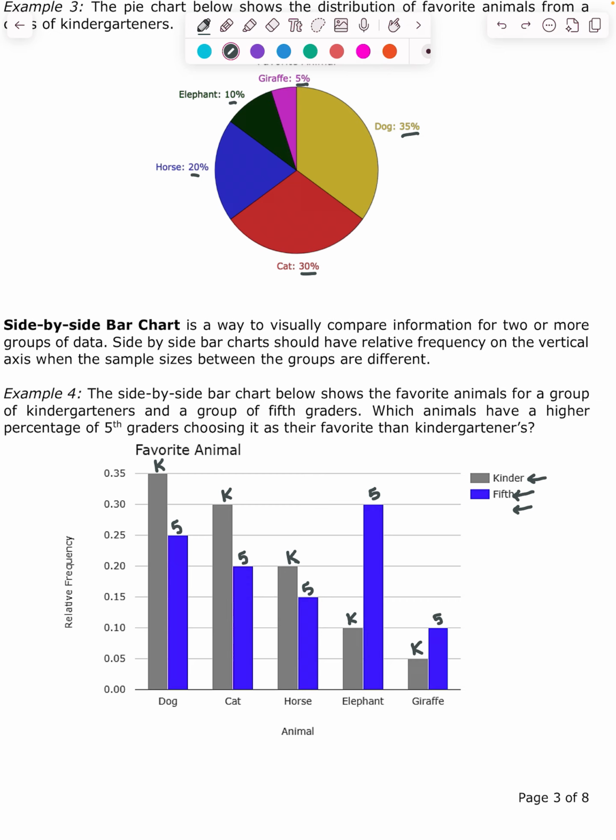So we want to know which animals have a higher percentage of fifth graders choosing it as their favorite compared to the kindergarteners. So what I want to know is which relative frequencies are higher for fifth graders versus kindergarteners. And the answer is the elephants. There are a higher percentage of fifth graders choosing elephants, and giraffes. There's a higher percentage of fifth graders choosing giraffes compared to the percentage of kindergarteners choosing giraffes.